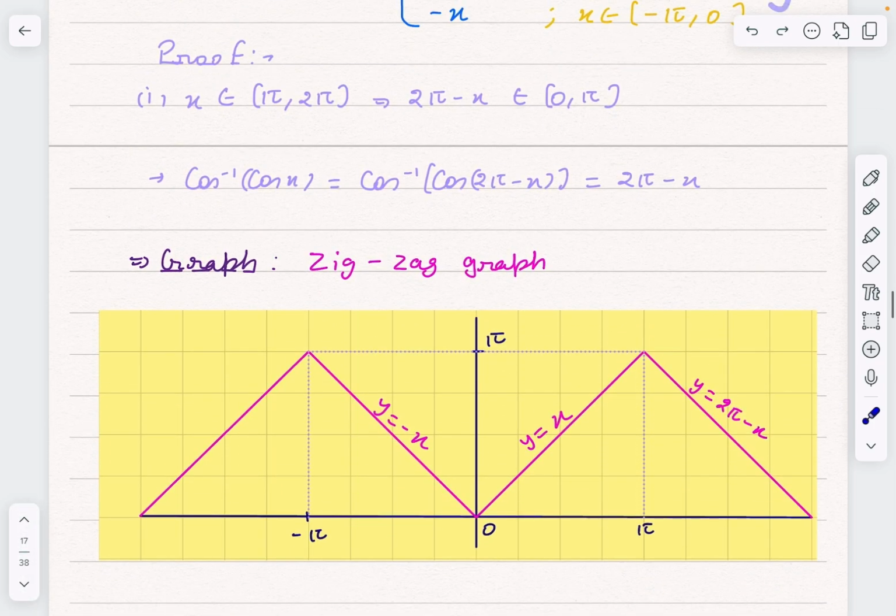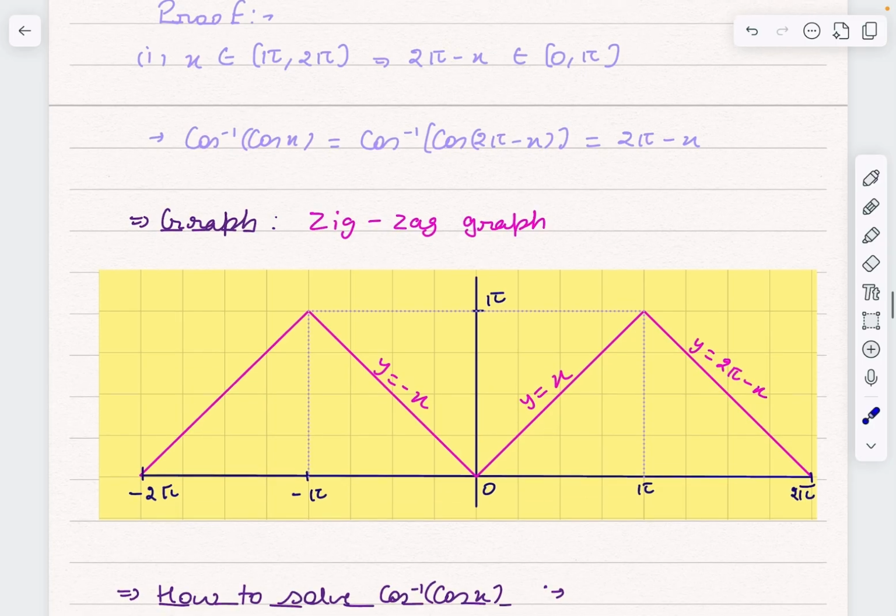The graph of this will also be a zigzag graph, but with small changes. Between 0 and pi, it will be y equal to x. Between minus pi and 0, it will be y equal to minus x. Between pi and 2 pi, it will be 2 pi minus x. This point here will be 2 pi. Okay, and like we discussed, the period will be 2 pi. So whatever graph you see between 0 and 2 pi, the same thing will repeat everywhere. Okay, this is minus 2 pi.